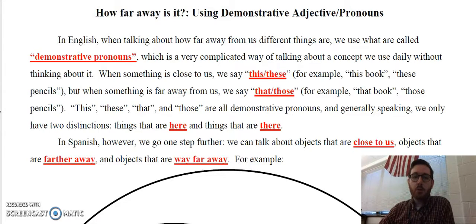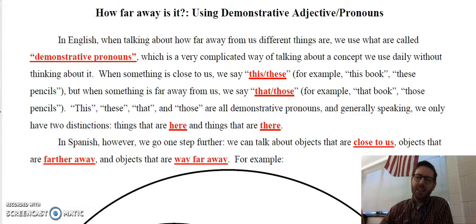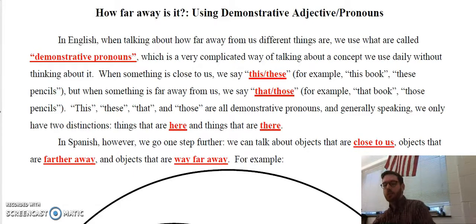Generally speaking, we only have two distinctions, right? Things that are here, things that are close to me, and then things that are there, things that are far away. There's no real set guideline as to what is what. Certainly if you're comparing two things and one thing's close and the other thing's far away, then there's an obvious juxtaposition, I guess. There's an obvious difference between this thing and that thing.